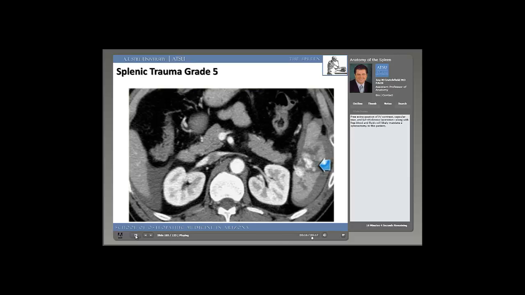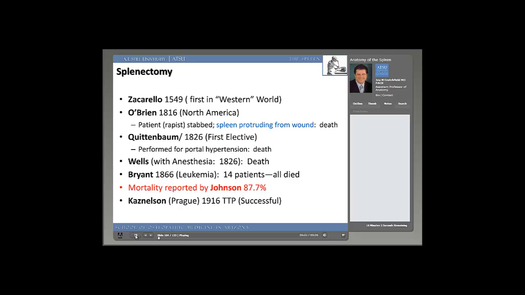First off, you don't need to remember any of these names. I'll tell you when you need to remember a name. What's interesting is the fact that the mortality before the 1900s from a splenectomy was almost 90%.